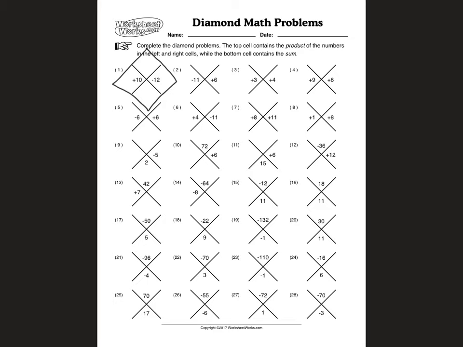Remember when we were doing FOIL, we had like 2x plus 1 times 3x minus 4, right? And we would do this times this, this times that, this times that, right? When you get your final answer, let me just do this real quick, this would be 6x squared minus 5x minus 4. Okay, so that would be the final answer.